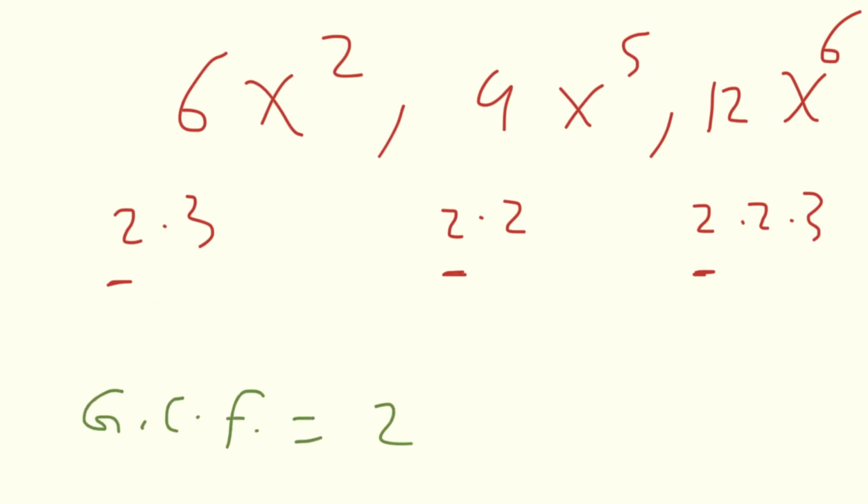is in numbers 2. Now how about variables? X squared, x power 5, x power 6. X squared, the one that has the lowest power. That's it. So that's why it's going to be 2x squared. The greatest common factor is 2x squared. Clear now? That's it.